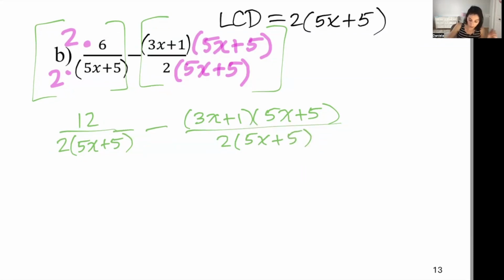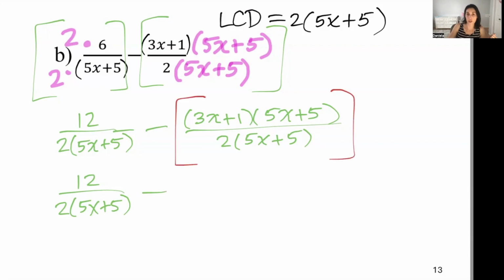All right, so we're not going to touch the first fraction. I'm just copying it down. Minus, so now we're going to simplify this fraction. And again, we're going to use the distributive property. So 3x times 5x is 15x squared. 3x times 5 is plus 15x. And then we're going to distribute the 1.